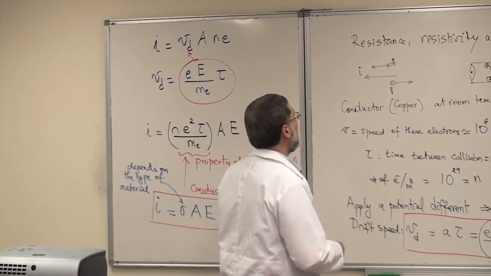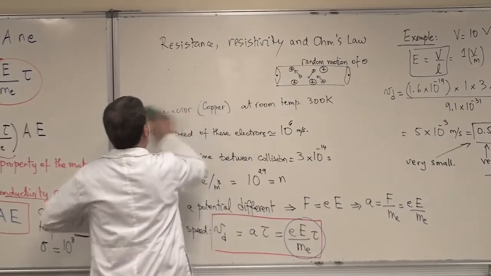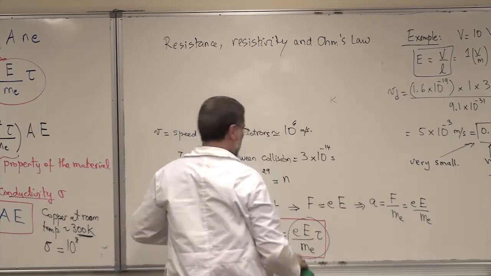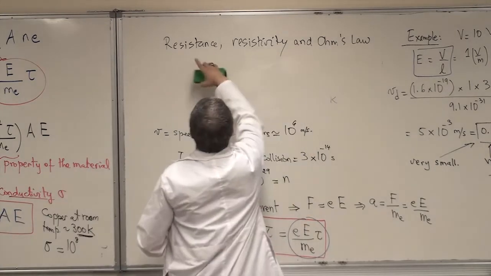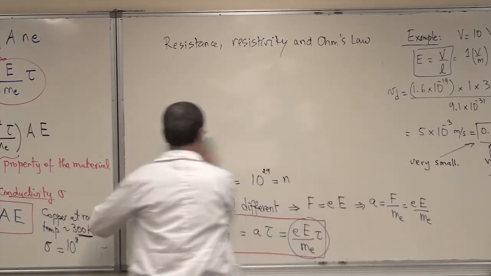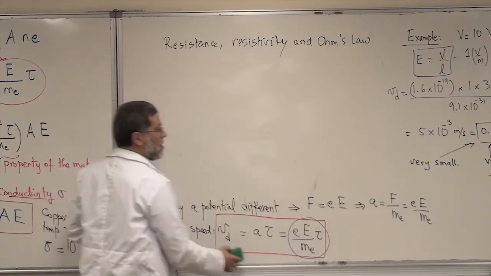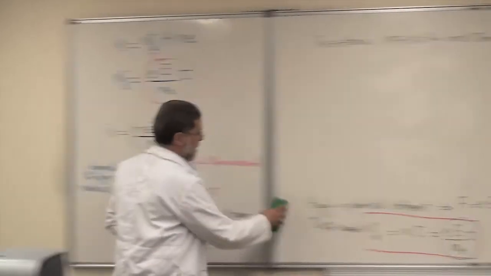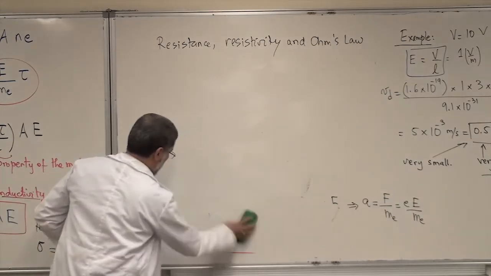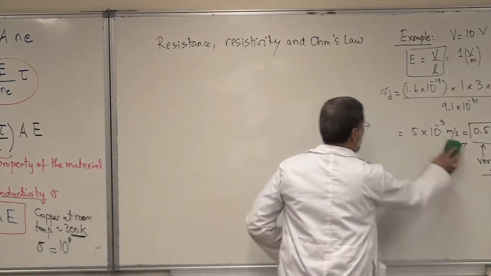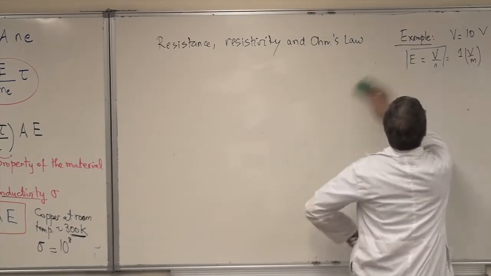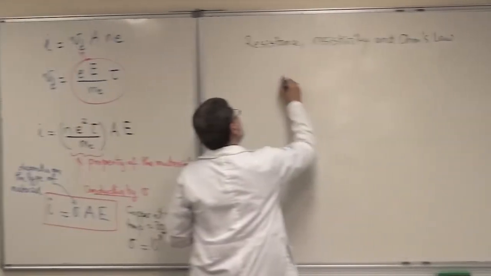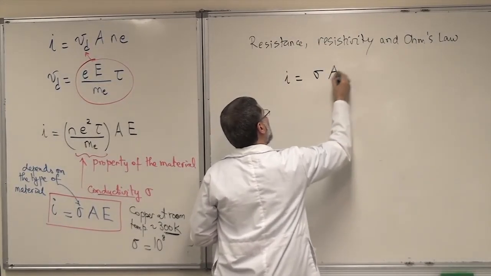Now let me move on. I'm going to rewrite this equation in a different way to illustrate what we call resistance. We have talked about the conductivity. Now we are going to talk about resistance and Ohm's law. We talked about many concepts here: the drift velocity, the current in a wire, and different formulas for the current. The latest one is this, and I'm going to move from there to find Ohm's law, and define from there what the resistance is and so on. So let's rewrite that equation: I equals sigma A times the electric field.